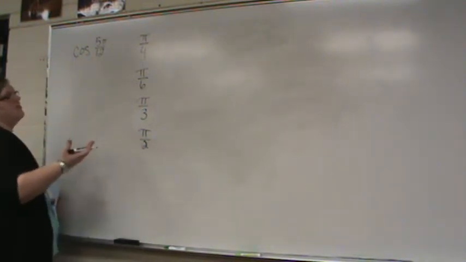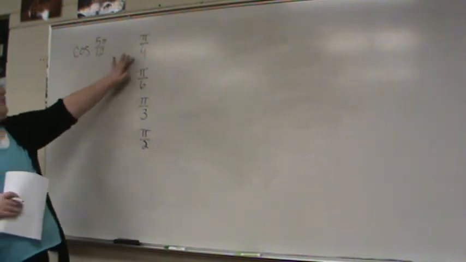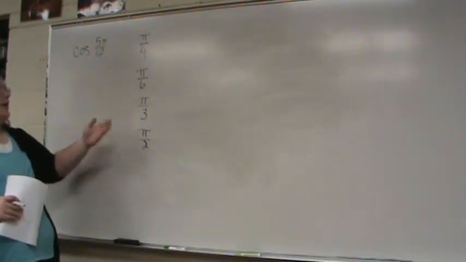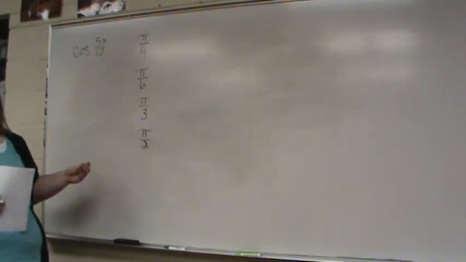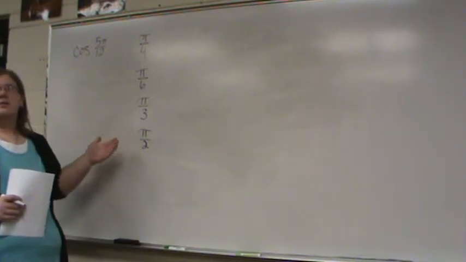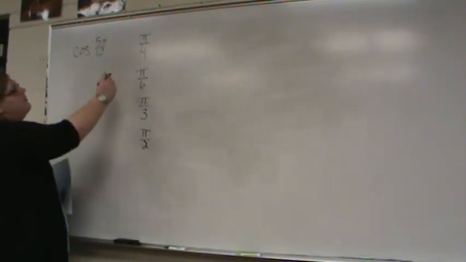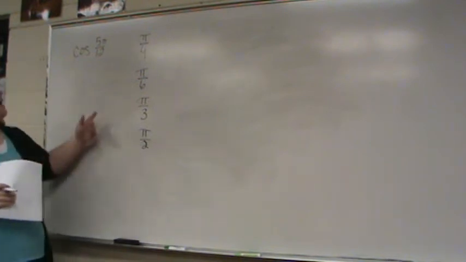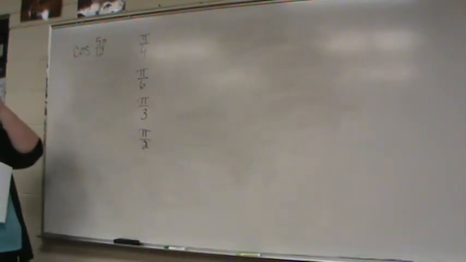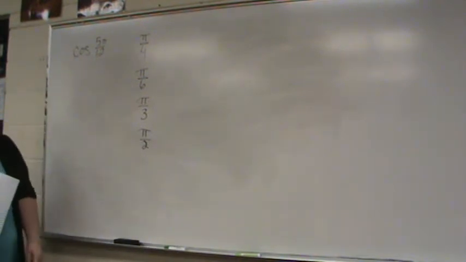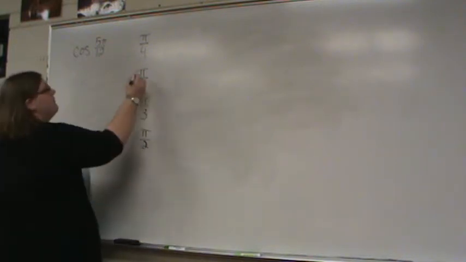And there are others. These are our 45, our 30, our 60, our 90. Those are what you're going to use most often, but there are others. So how can we rewrite these so that we can tell if they add or subtract to equal 5 pi over 12? So we want to put them all over 12.